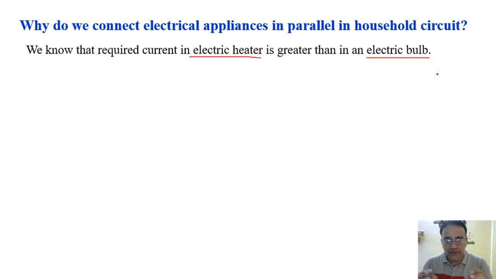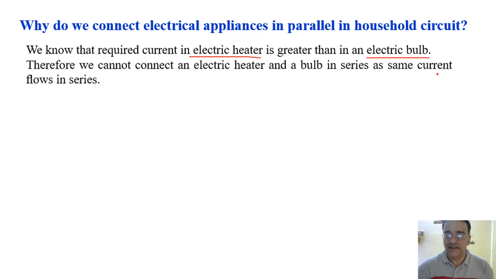अगर हम लोग ये दोनों series में connect कर दें, so electric heater और electric bulb में same current flow होगा. And if we adjust with the electric heater, then electric bulb क्या होगा? Blast हो जाएगा. Okay, so that is why we will not connect these two in series.